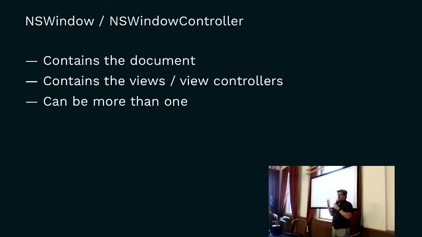Now, your app can present multiple windows. That is a perfectly fine thing to do and something that is often expected. So, what is a window and a window controller responsible for? It is responsible for the document. I'll get to this idea of a document in the next slide. It contains your views and your view controllers, and as I said, there can be more than one.